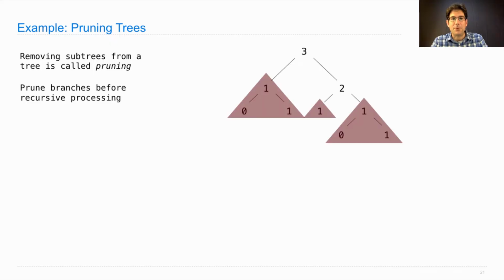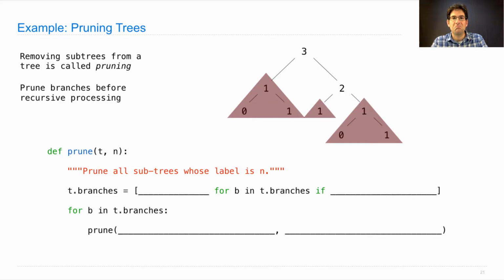So here's an example tree, and let's say we want to prune all of the subtrees whose root label is 1. This 0 goes because it's part of this subtree. Here's a template. Pause for a moment and try to fill it in, and I'll go over the solution in 3, 2, 1.